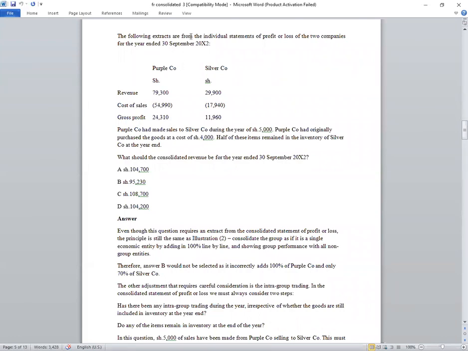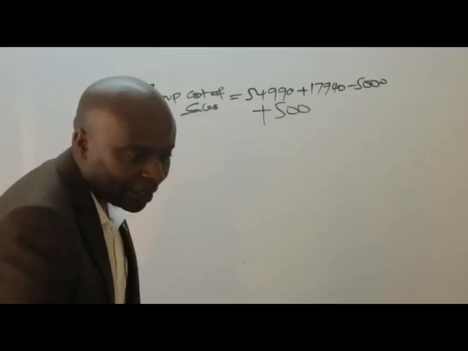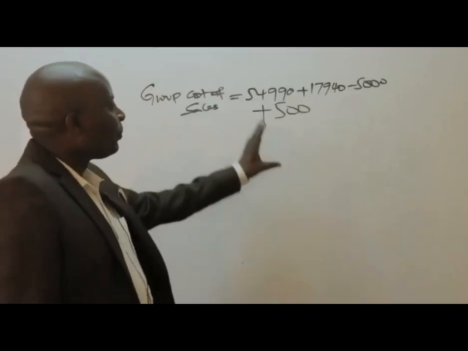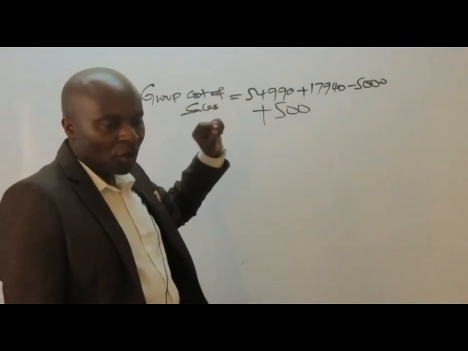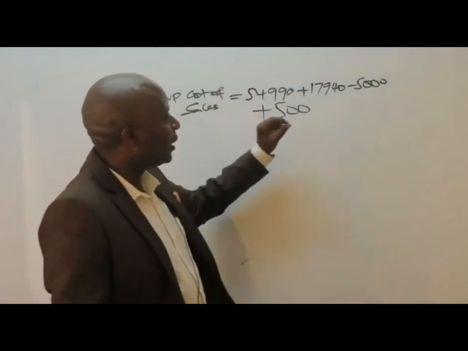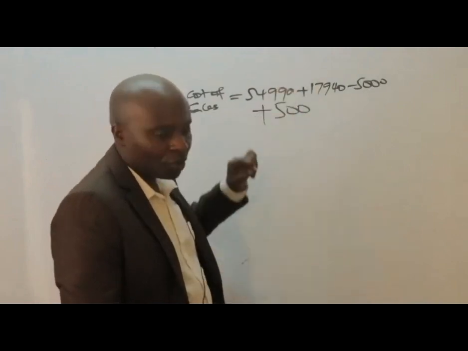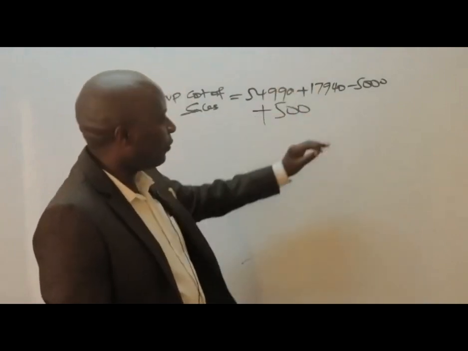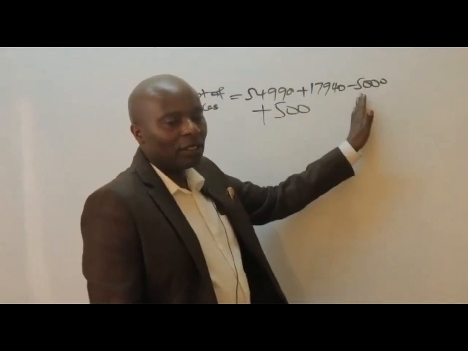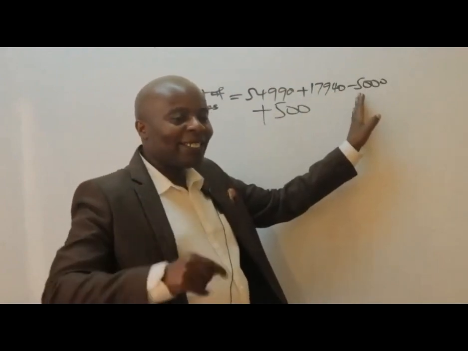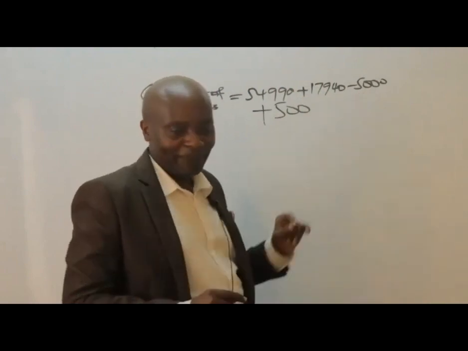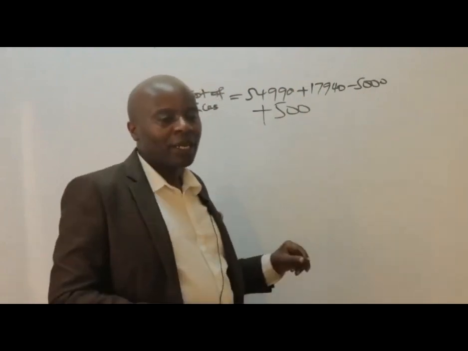Could you kindly ask a question here? What have I done? I've taken the parent's cost of sales. I've taken, in this case, the subsidiary's cost of sales. I have subtracted the intra-sales. Why am I subtracting these internal sales? Why am I subtracting it from the group?